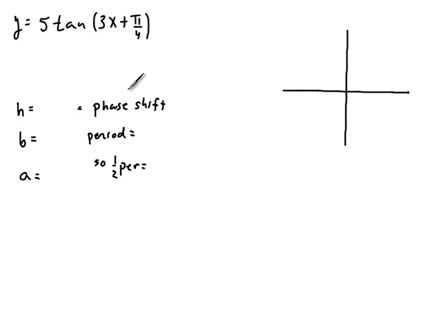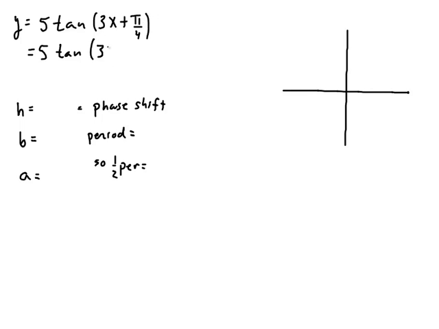In this video, we're going to look at how you would graph a tangent function using its phase shift and period. To start with, we're going to look at y equals 5 times the tangent of 3x plus pi over 4. And the first thing that we have to do is get this into standard form, which requires that we factor out the coefficient on x from both terms in the argument.